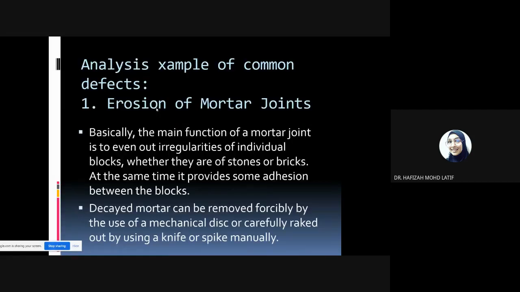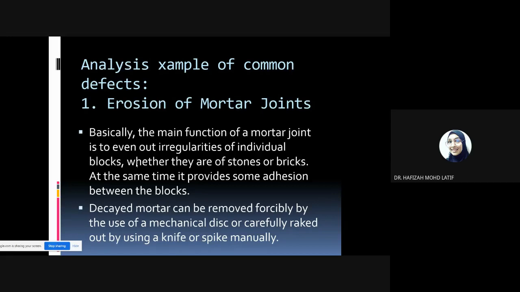Okay, so we've mentioned just now we have different types of common defects. Analysis examples, actually ni E dah tertinggal. Analysis examples of common defects. The first one is erosion of mortar joints. So mortar joints is you have mortar joints in between two bricks. So if you have bricks, you will have mortar joints.